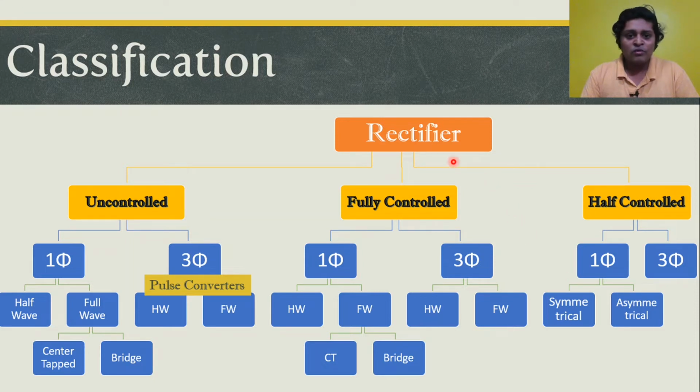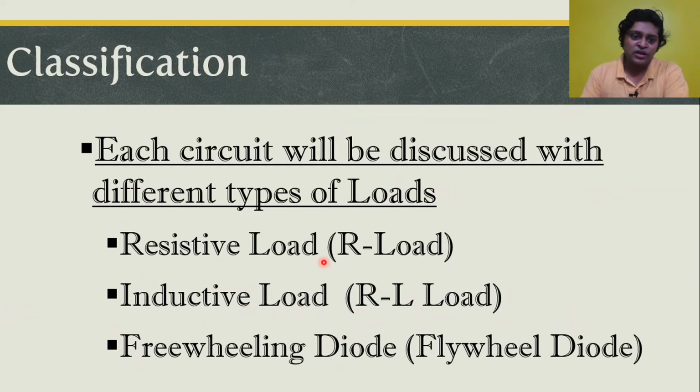So today our main topic of discussion will be the rectifier, fully controlled rectifier, or rather we are going to start with the single phase half wave fully controlled rectifier. Now these circuits can be discussed with different types of loads. Let's see what loads we are going to discuss. As we are going for industrial applications, obviously the loads can be resistive, can be inductive, and there is a problem with the inductive loads. To overcome these problems, we are going to use loads with a freewheeling diode or flywheel diode. We'll discuss in detail; till this point, it is not necessary.